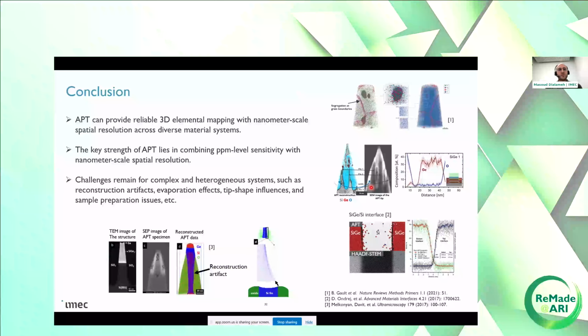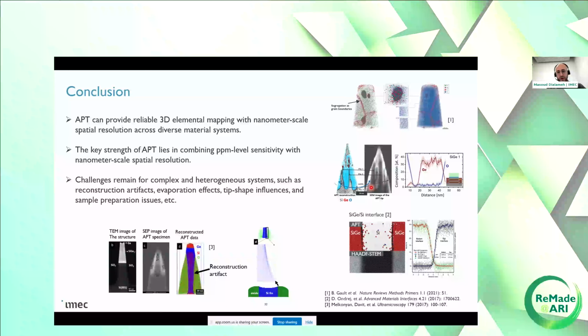By this, I would like to conclude my talk with three messages. The first one is that atom probe can provide reliable 3D elemental mapping with nanometer scale spatial resolution across diverse material systems. The key strength of atom probe lies in combining ppm level sensitivity together with nanometer scale spatial resolution.